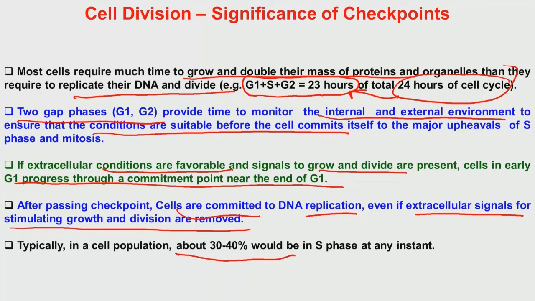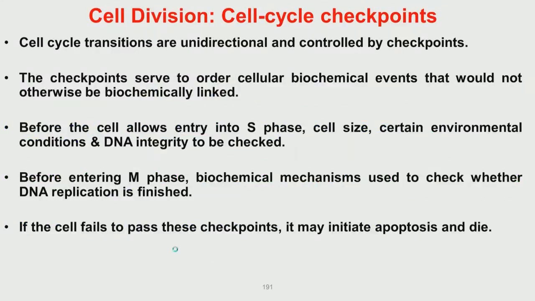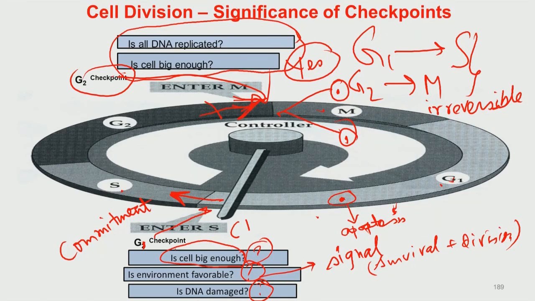Typically in a given cell population, 30 to 40% of the cells are always in S phase. Now, how to quantify what fraction of the cells is in G1, S, G2 or M phase? Typically these things can be done by fluorescence activated cell sorter analysis, or FACS analysis. In this FACS analysis, they quantify the fraction of the cells that is in G0, G1, S, or G2 and M phase.